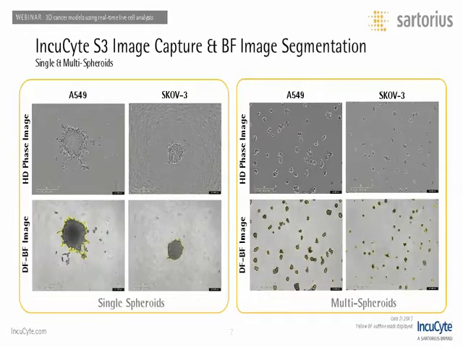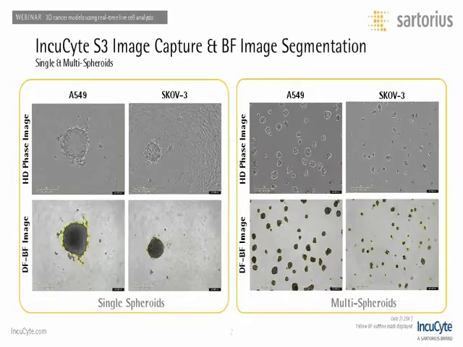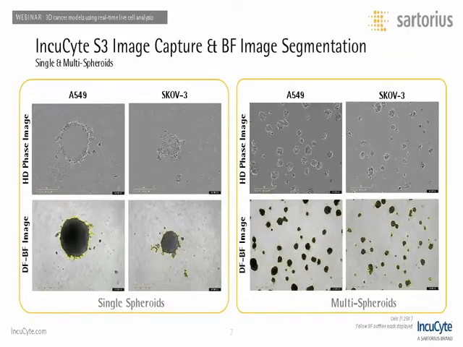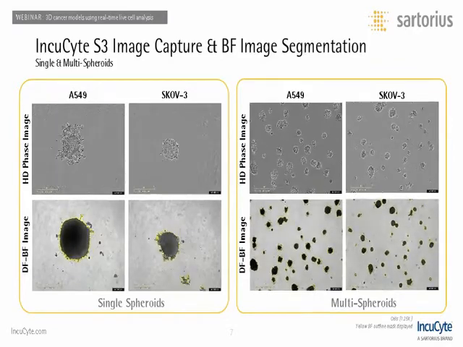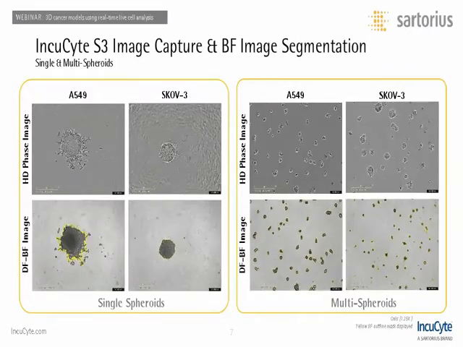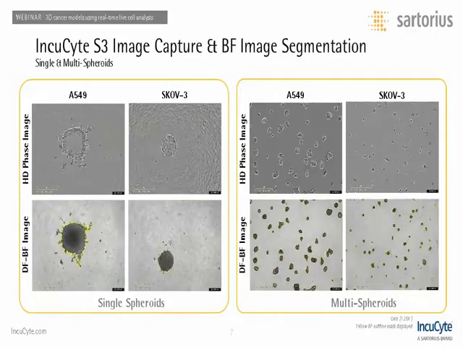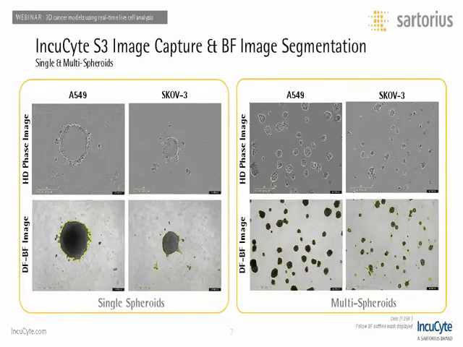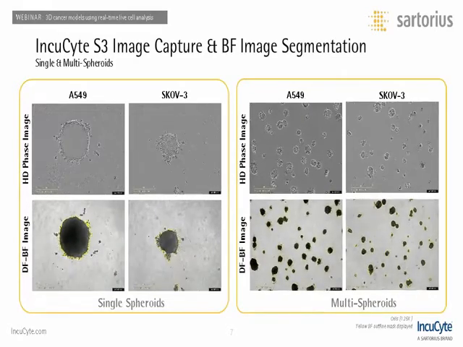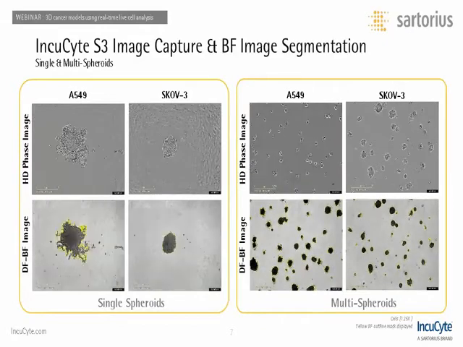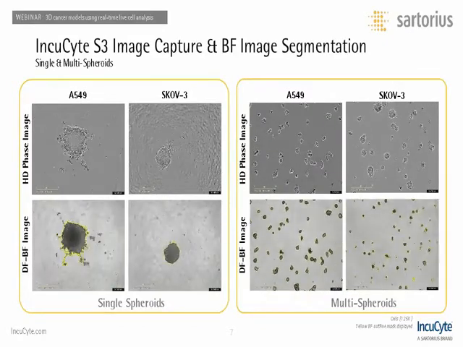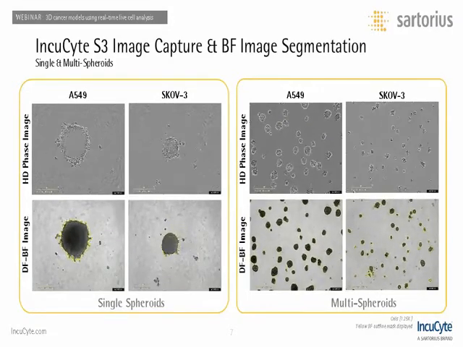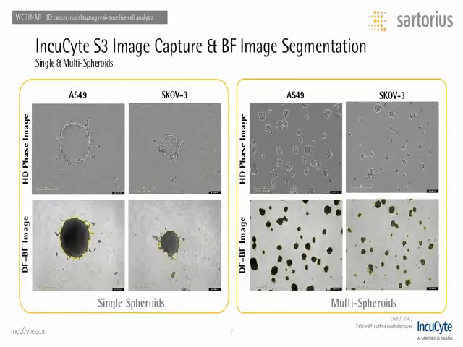You can see that the IncuCyte captures both high definition phase contrast as well as bright field images. Some of you may already be very familiar with the challenges of consistently segmenting or masking phase objects. In particular, phase images of very large single spheroids of greater than 500 microns in diameter, where the center of the spheroid will often appear out of focus. And equally, poor phase contrast images of multi-spheroids that sit on the meniscus of an extracellular gel.